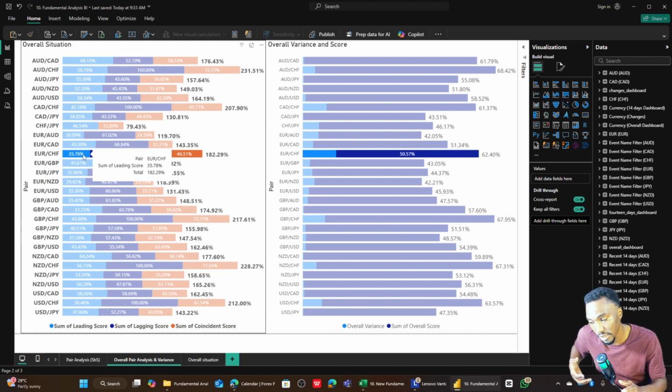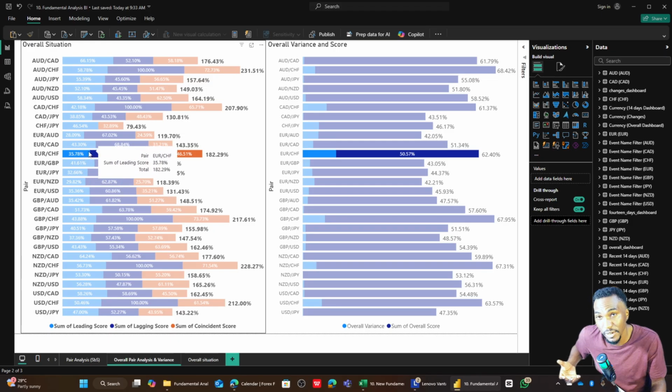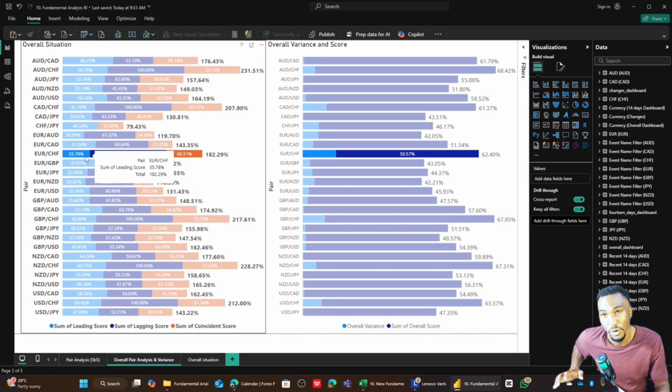Oh, I forgot to mention this. The percentage is based on bullishness, basically. 50% and above is bullish, 50% and below is bearish, around 50% is neutral. So when you see this saying 35.78%, like right here, it means it is bearish. So it's leaning towards the Swiss franc. That is what it means. So the leading score here is saying Swiss franc is stronger in terms of leading information.